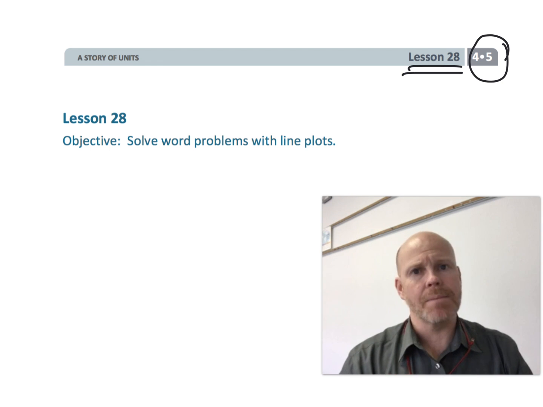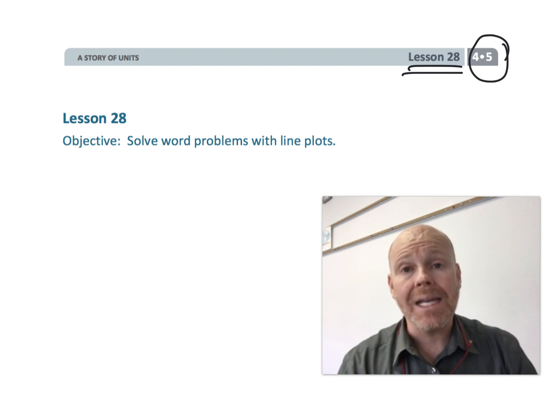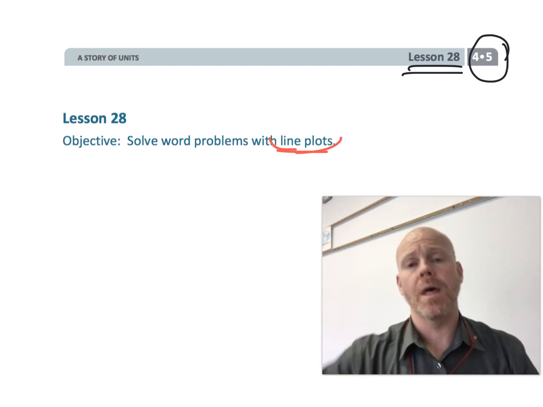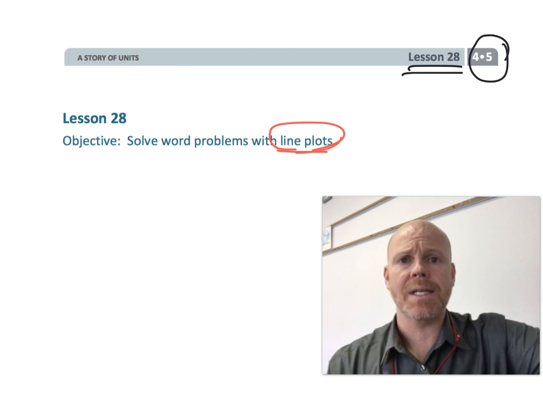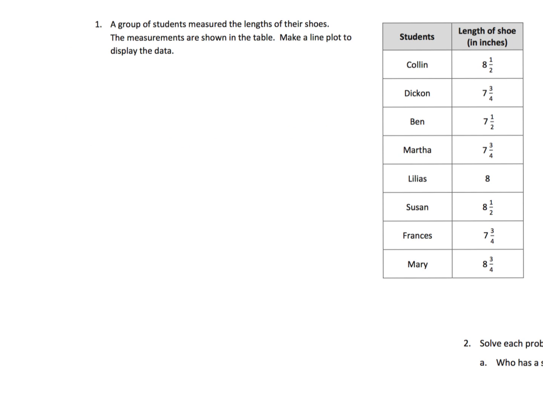Line plots are something that a lot of us old fogies might not be familiar with prior to Common Core, and so that's why I'm making this video. So let's get started. A group of students measured the lengths of their shoes. The measurements over here are shown, and our task is to make a line plot.